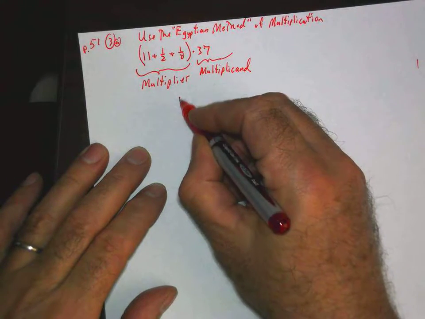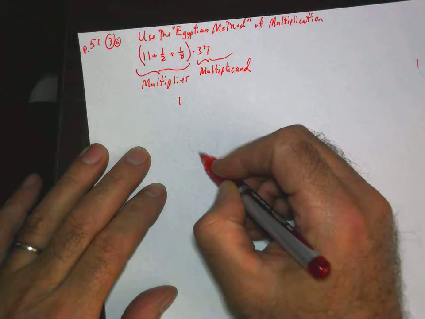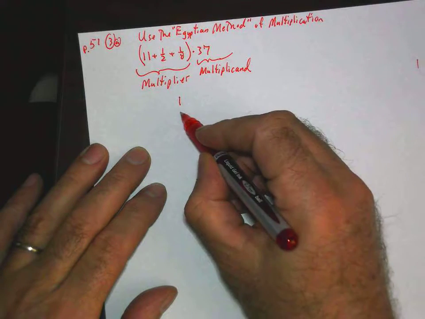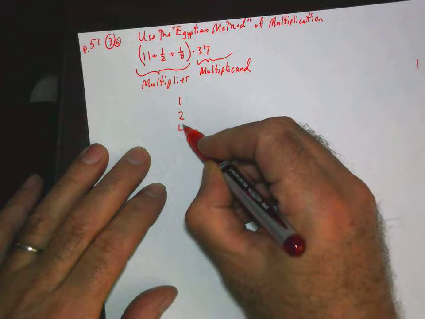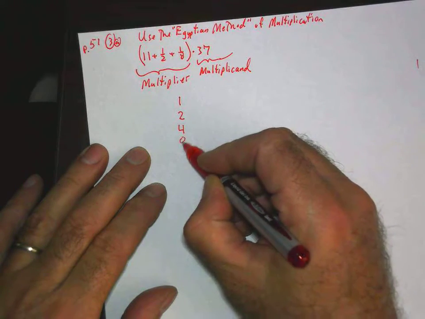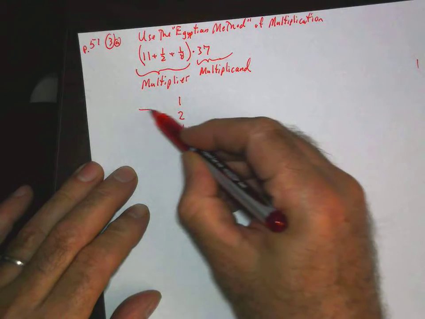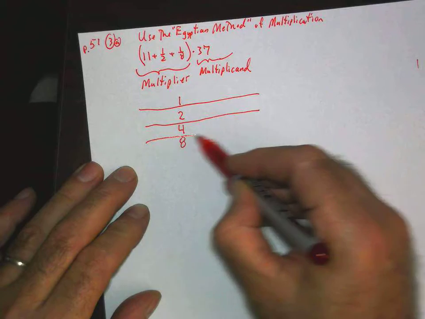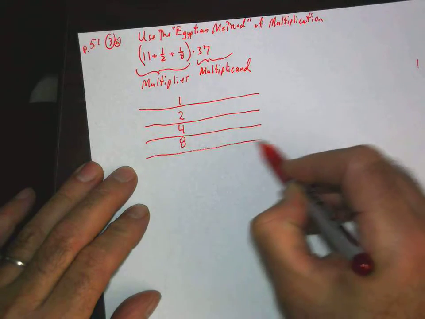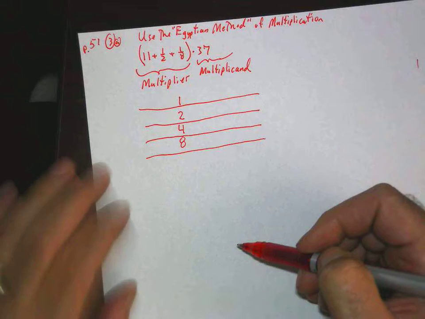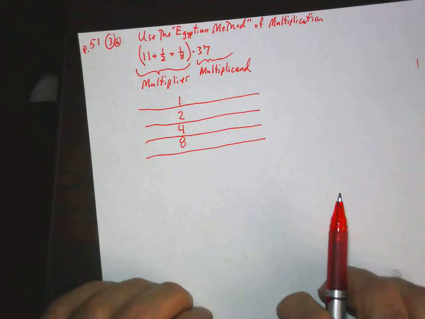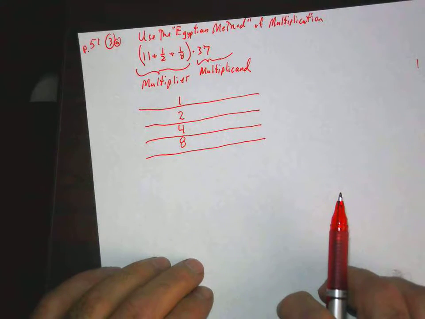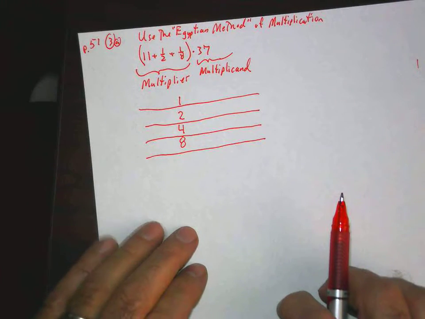So here's a power of 2, definitely less than the multiplier. Here's another, and another, and another. All of these are powers of 2 that are less than or equal to the multiplier. And our next step would be, beginning with the largest such power, add these powers of 2 together so that the sum yields the multiplier.